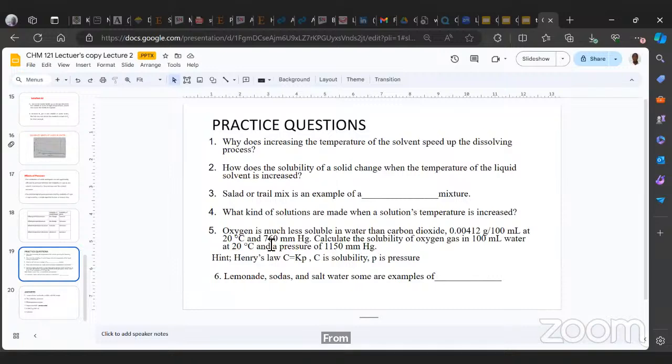Look at this calculation. Let's calculate it. Oxygen is less soluble in water than carbon dioxide. Do you agree with me? We looked at this case, we have just not started solving it. Oxygen is less soluble in water than carbon dioxide. Why do you think so?